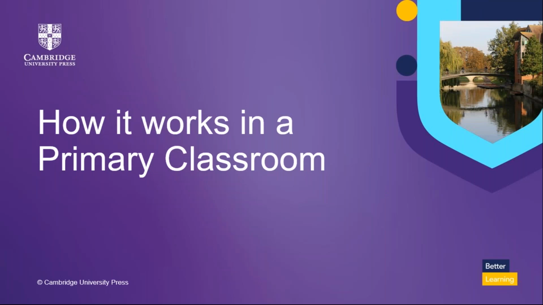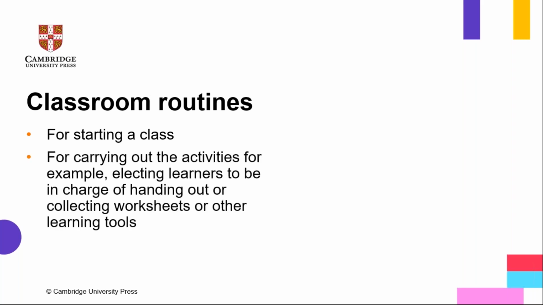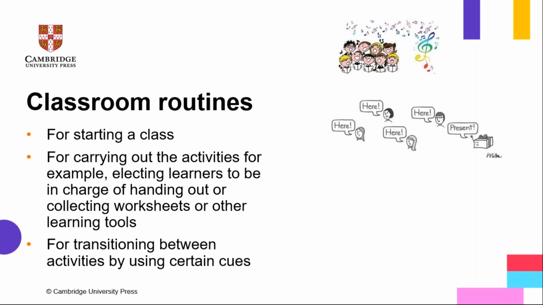How exactly does it work in a primary classroom? For example, through classroom routines, for starting a class, for carrying out the activities, for example, electing learners to be in charge of handing out or collecting worksheets or other learning tools, for transitioning between activities by using certain cues. What we can use is, for example, a chant, especially for starting a class. So learning to learn abilities are mostly developed through classroom management activities.